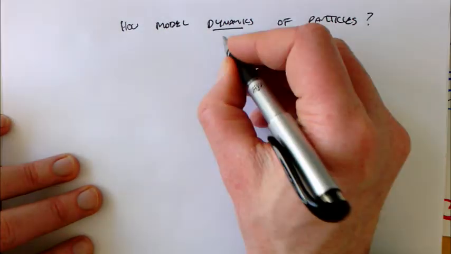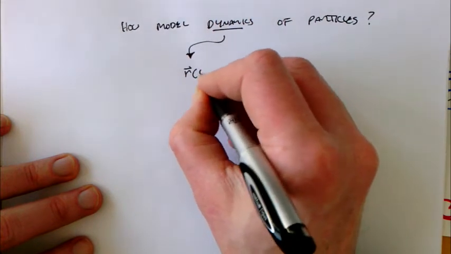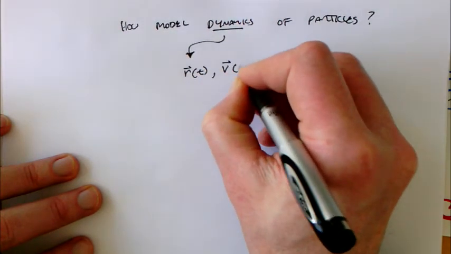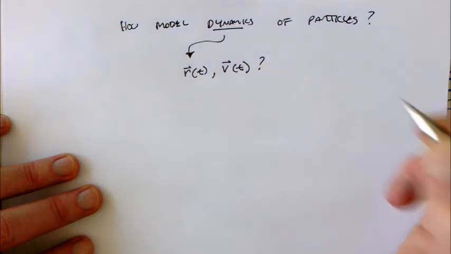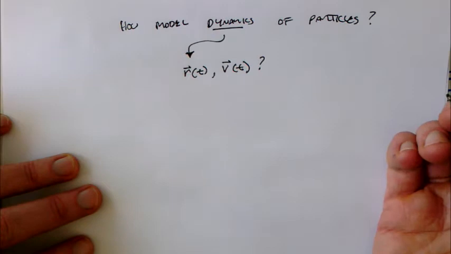So dynamics means how do we figure out what the position of the particle as a function of time is and what the velocity of the particle as a function of time is, right? We want to know how the particle's state variables evolve in time.